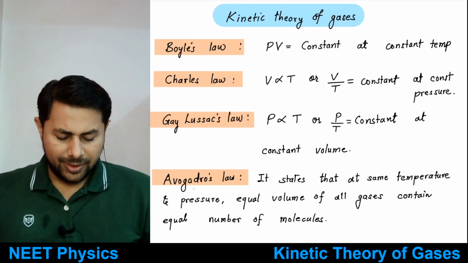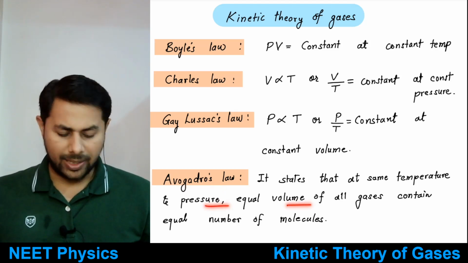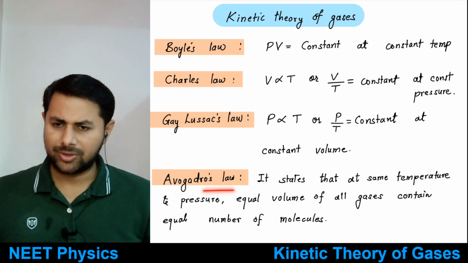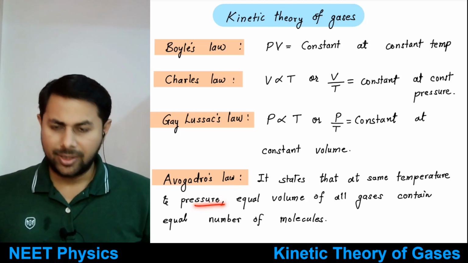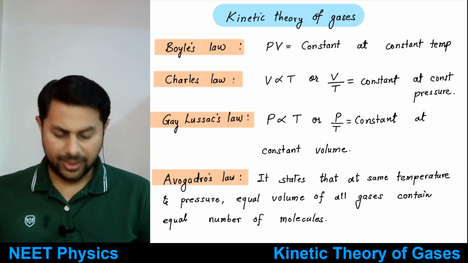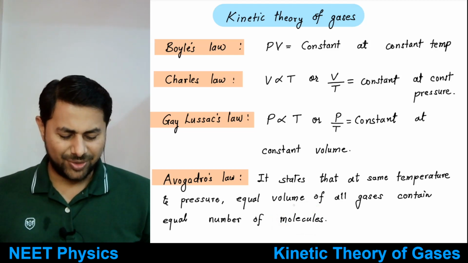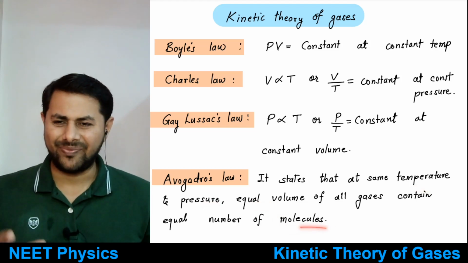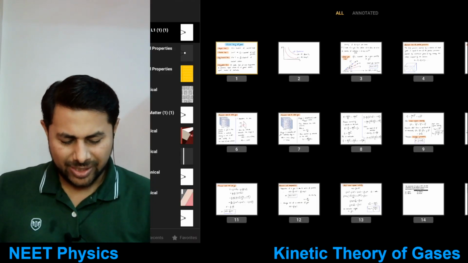And then next is Avogadro's law, which says that at the same temperature and pressure, equal volumes of all gases will have an equal number of molecules. So at equal volume, pressure and temperature, they will have an equal number of molecules. So this is Avogadro's law.